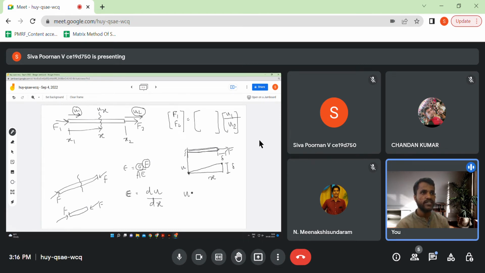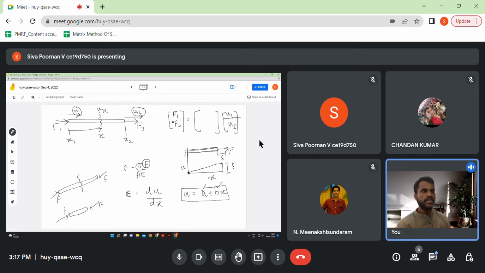If u is a linear function, it should be of the form a plus bx. This is a linear profile that I can have, right? So u should be of the form a plus bx. Then I just need to find these two coefficients. If I find them, I can find displacement at any point. That is all I have to do.